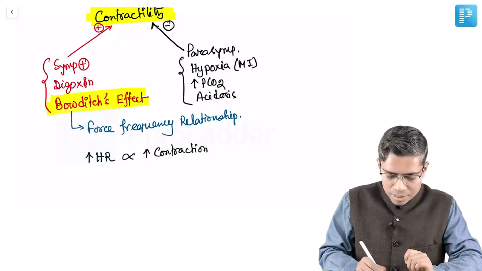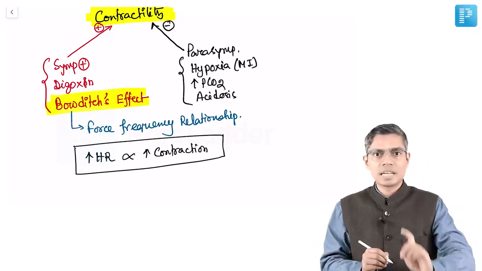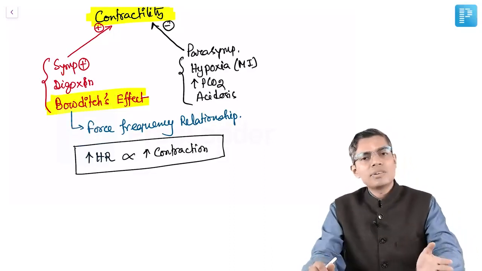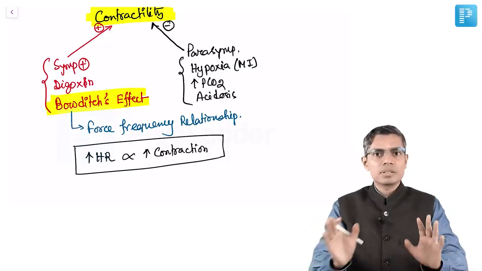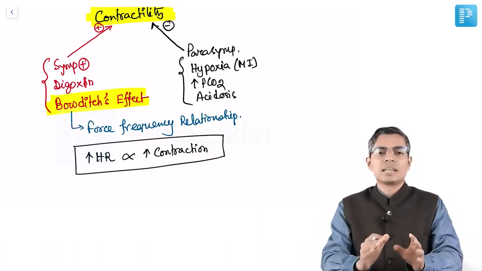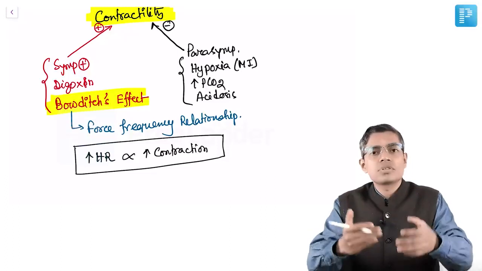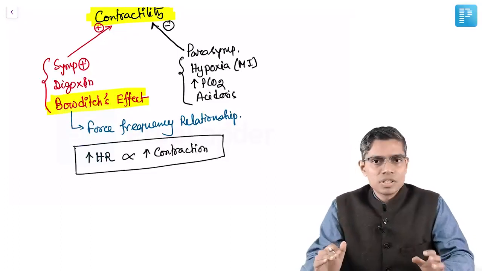This relationship is known as Bowditch phenomena or Bowditch effect. Getting my point? Suppose your heart rate is 90 and you increase the heart rate to 140. So your cardiac output will be high because cardiac output is equal to stroke volume multiplied by heart rate. But apart from that, increase in heart rate is also increasing the force of contraction of the myocardium, and that effect is known as the Bowditch phenomena.